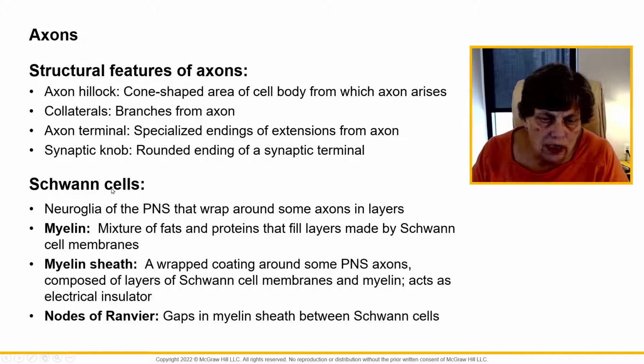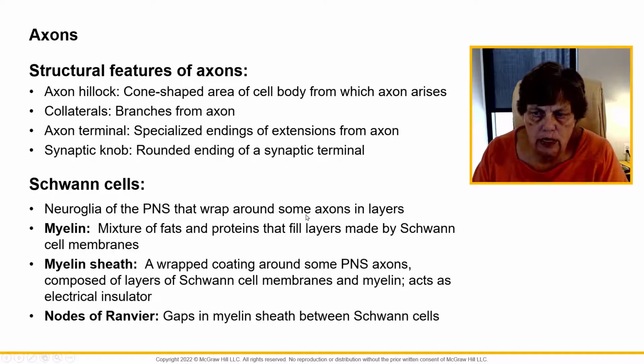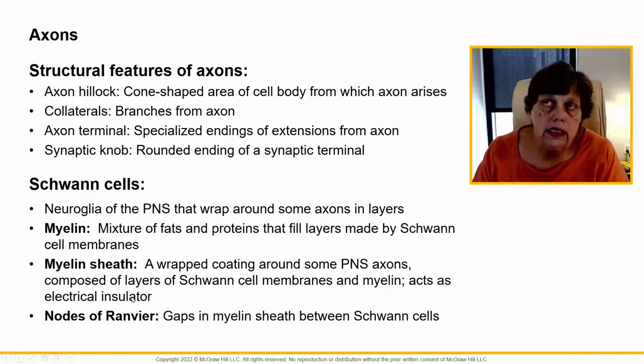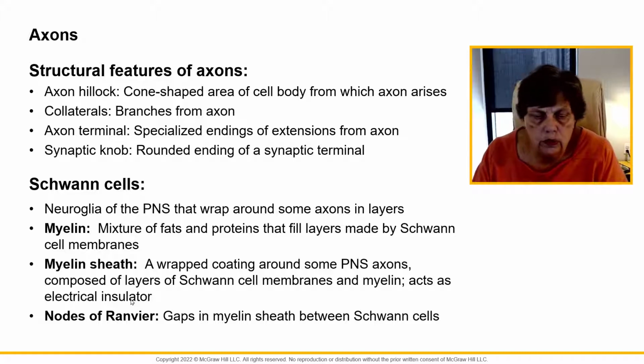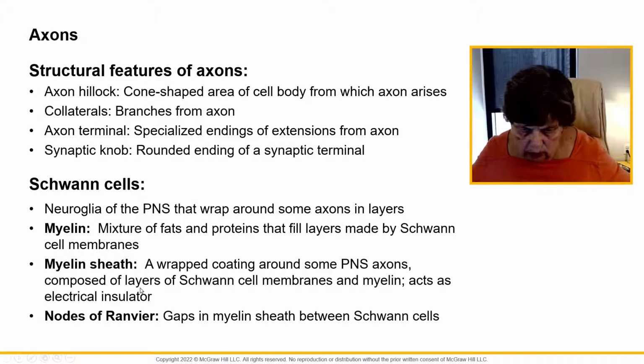You are going to have Schwann cells. This is the neuroglia of the peripheral nervous system that's going to wrap around some of these axons. The Schwann cell makes myelin. Okay, and myelin is a mixture of fat and protein, and it's wrapped in a sheath called the myelin sheath that coats some of these axons, and it acts as an insulator. It's like wrapping that black electrical tape around a wire, and that's what it does. It insulates these electrical impulses so they just don't go off anywhere.